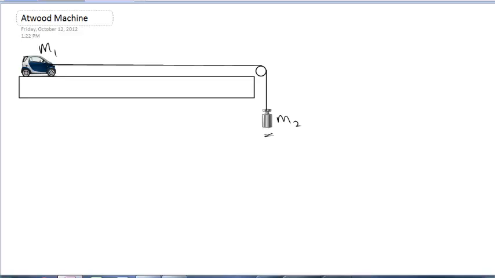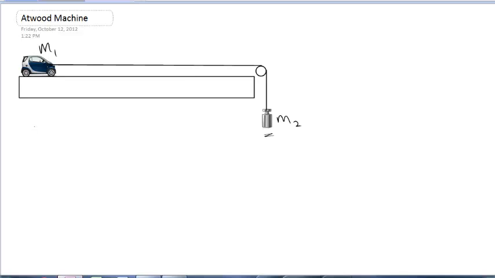So mass 1 is what I've called the car on the track. Again, we're ignoring any friction that might be present in order to give ourselves an ideal situation. So there's a couple of ways we can think about this. We can think about it as having two distinct things happening. One, the mass 2 falling, and two, mass 1 moving down the track.